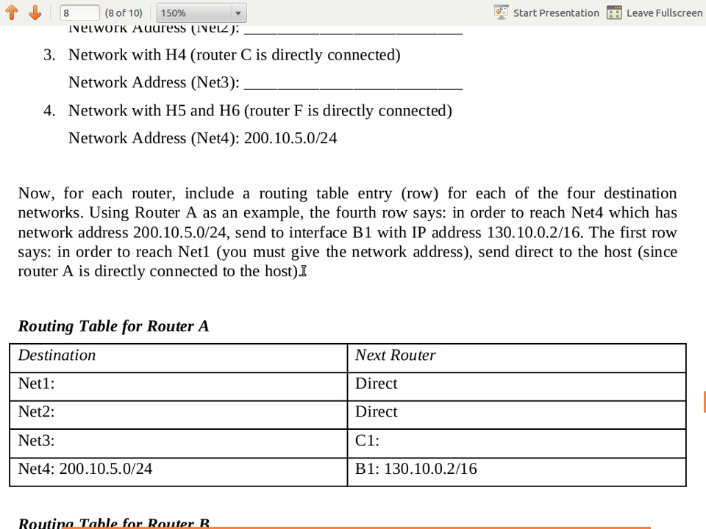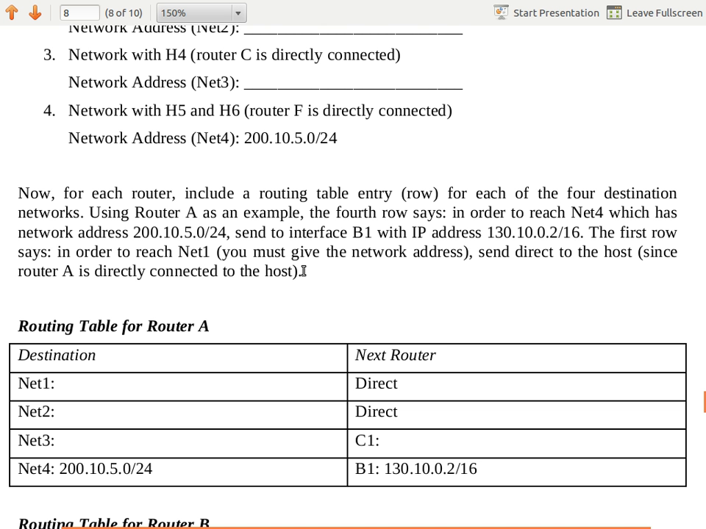Instead of using network 4 and B1, we use the actual network address and the router IP address. If router A wants to send to someone with network address 200.10.5.0/24, then send that IP datagram to the router with IP address 130.10.0.2/16, which is in fact B1. It would send to B1. B1 would do the same. Look in its routing table to determine who to send it to.